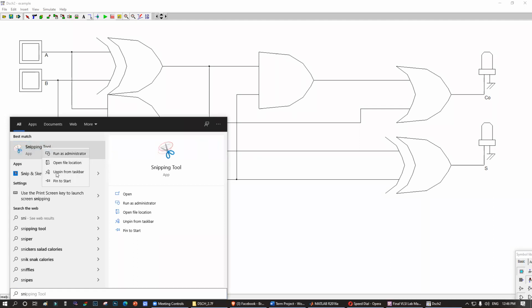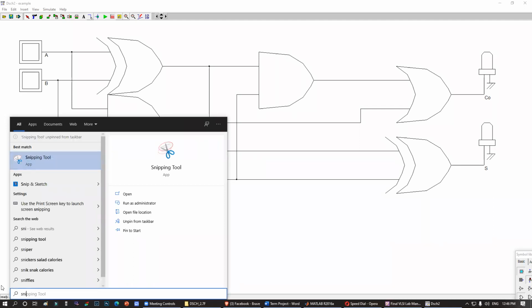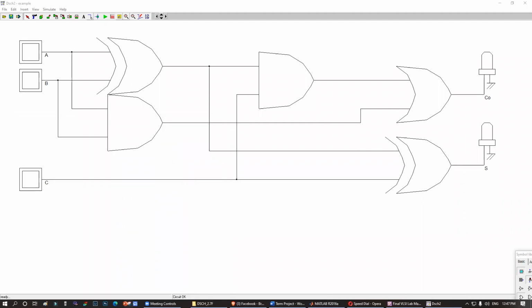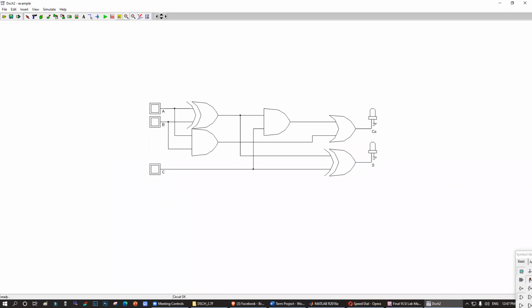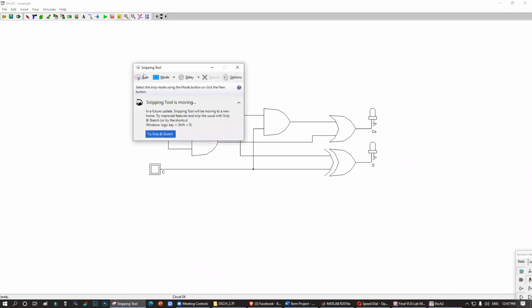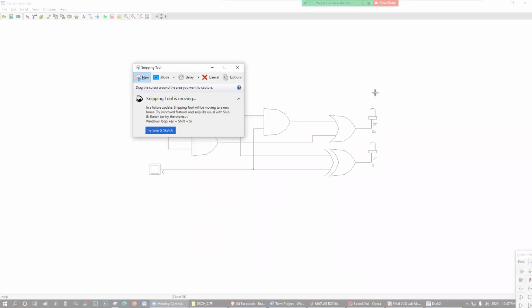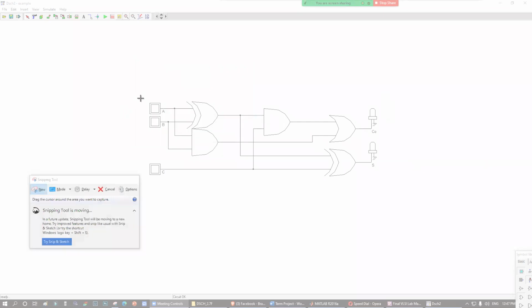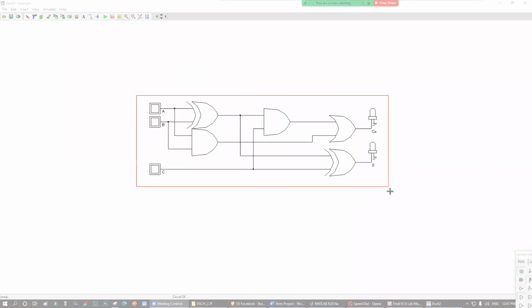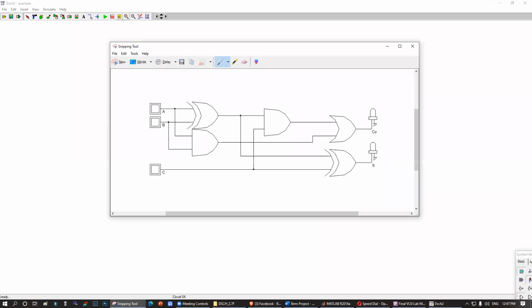Right click on it and your one will be like this. Then click pin to start or pin to taskbar. If you click this, it will come straight here and remain here. So when you need a screenshot, click this, new, and you have to take it like this. Voila, you have your screenshot.